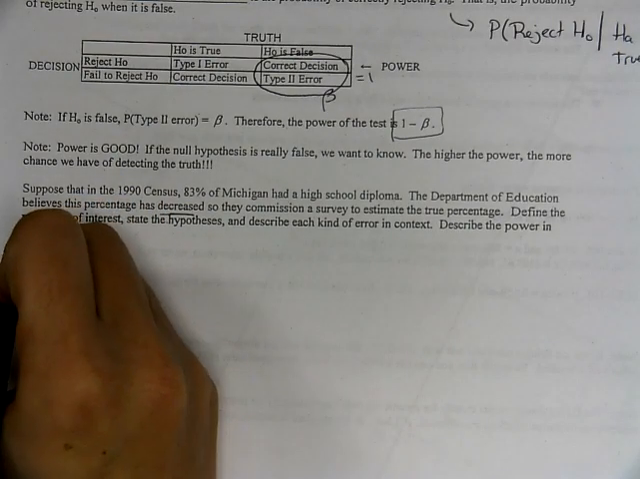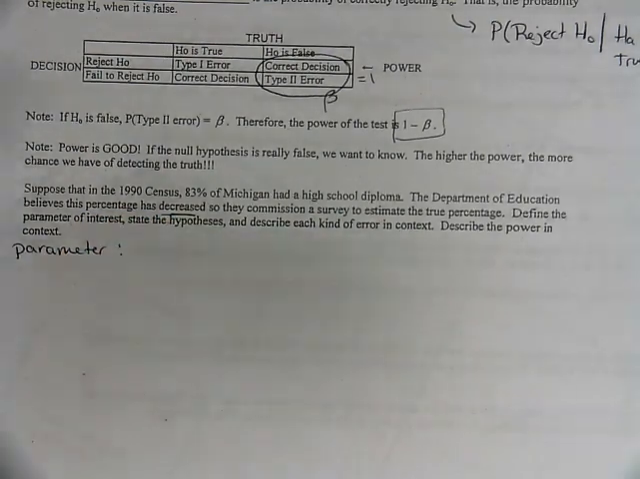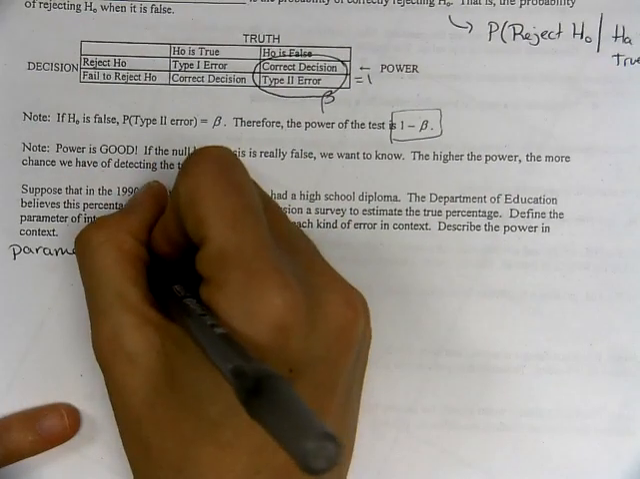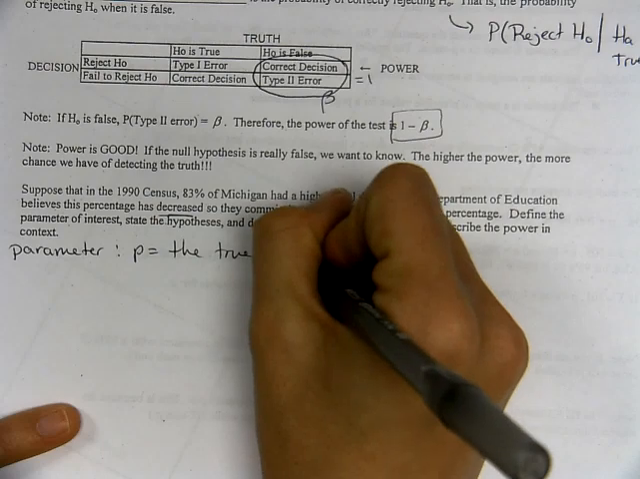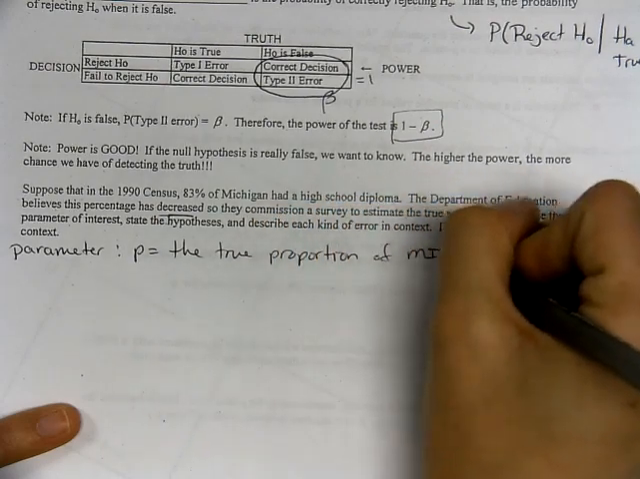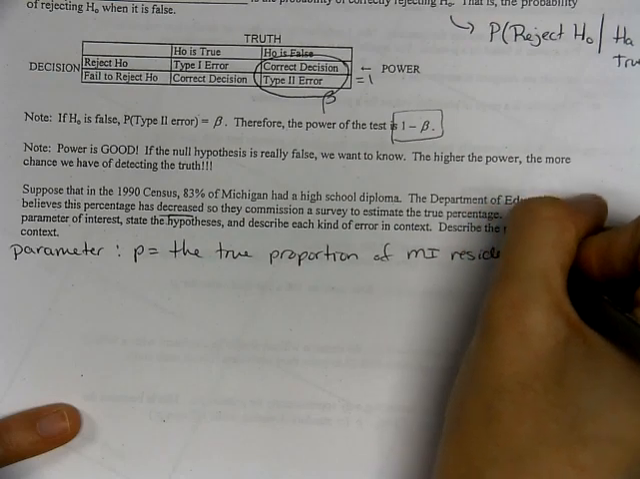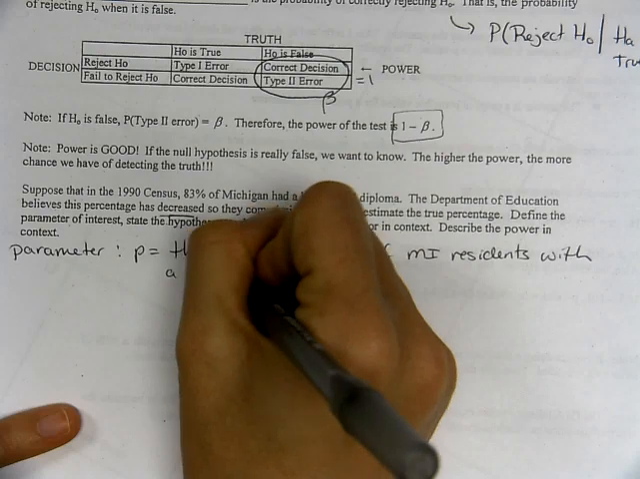So first thing, we're going to define our parameter. That's really condition 4 in a write-up. So P is the true proportion of Michigan residents with a high school diploma.